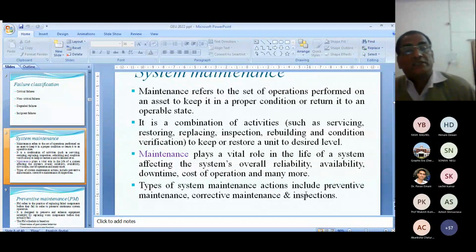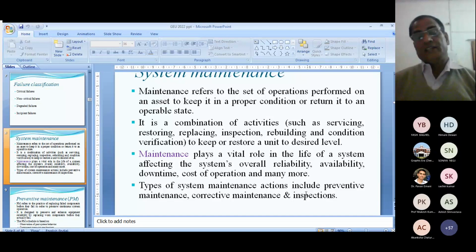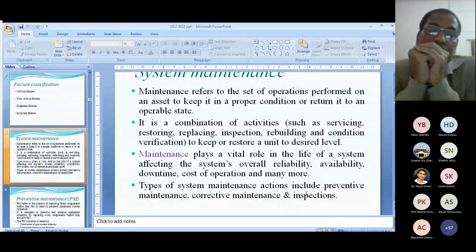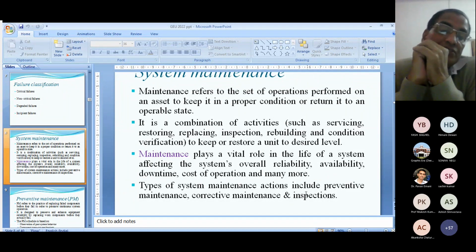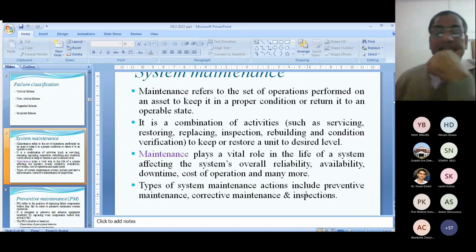Preventive maintenance is maintenance where the actual system has not failed, but we see that some action may be taken so that if any failure is going to happen in the future, it can be tackled prior to that failure happening. Corrective maintenance is maintenance where, if any failure is noticed or has already happened, it is corrected. And thirdly, in my talk I'll be focusing more on inspection.